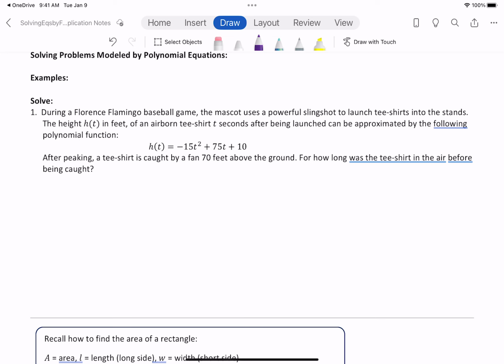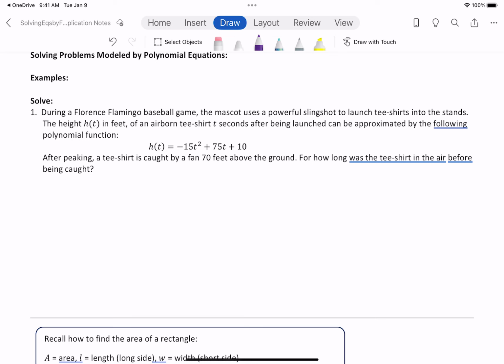So after peaking, a t-shirt is caught by a fan 70 feet above the ground, and we're asked how long was the t-shirt in the air before being caught. So with these application problems, what we need to do is figure out what stands for what and what information we're given so we know how to substitute and how to solve.